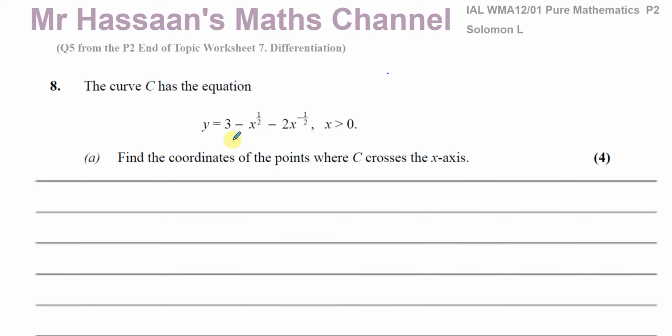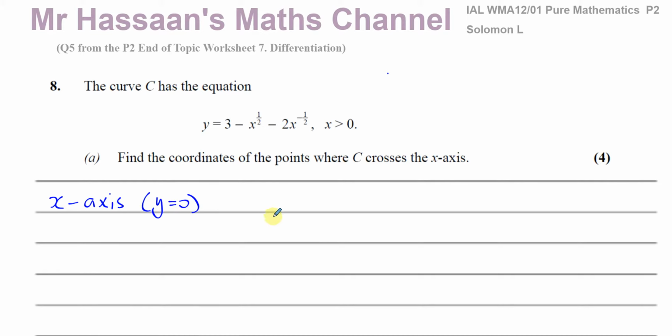So the curve C has the equation y equals 3 minus x to the power of a half minus 2x to the power of minus a half, and we know that x must be greater than 0, of course, otherwise it will be undefined. It says find the coordinates of the points where C crosses the x-axis. So we know that something crosses the x-axis when y is equal to 0.